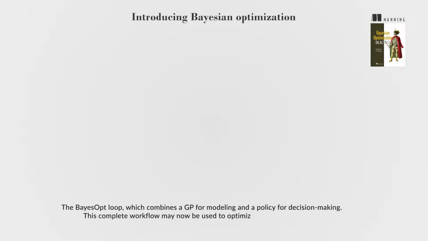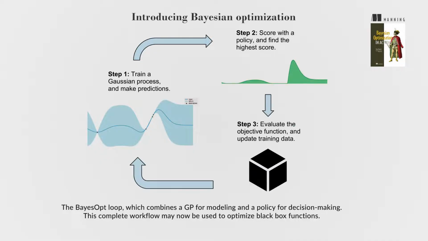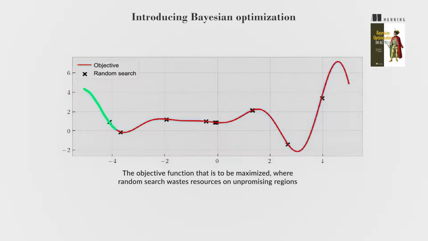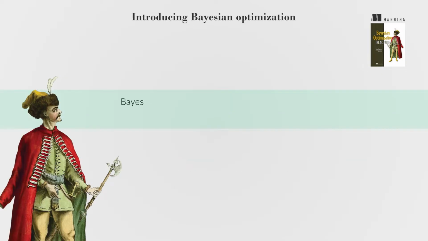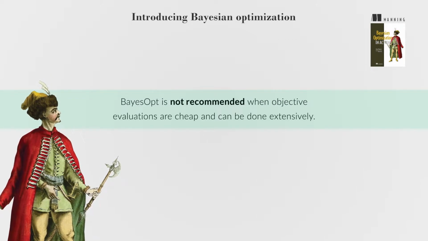The BayesOpt workflow involves training a GP model with an initial dataset, scoring points using the policy, and evaluating the highest scoring point. This cycle continues until the optimal solution is found. BayesOpt has proven to outperform simpler strategies like random sampling and grid search, especially in scenarios where evaluations are resource-intensive. BayesOpt is not recommended when objective evaluations are cheap and can be done extensively. In such cases, other methods may be more efficient.